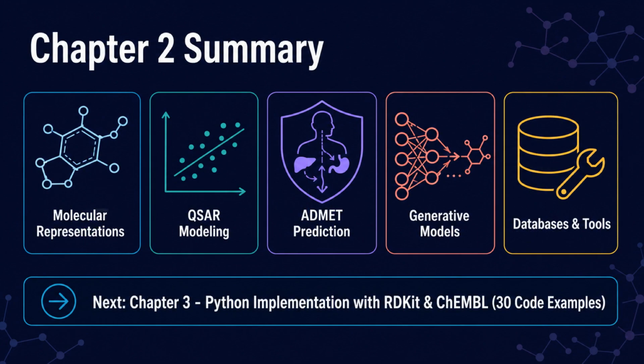This concludes Chapter 2. You've learned about molecular representations from SMILES to graphs, QSAR modeling workflows and machine learning methods, detailed ADMET prediction for all 5 properties, molecular generative models including VAE, GAN, and transformers, and key databases and tools like ChEMBL and RDKit. In Chapter 3, we'll implement these methods in Python with 30 hands-on code examples using RDKit and ChEMBL.